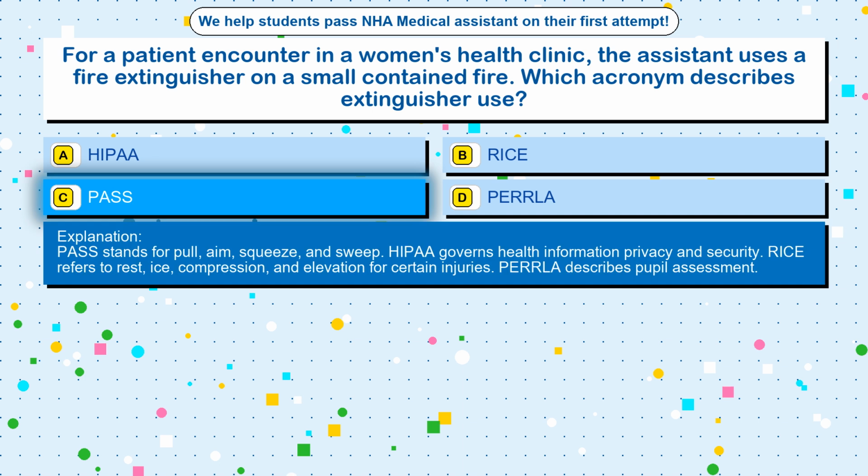PASS. PASS stands for pull, aim, squeeze, and sweep. HIPAA governs health information privacy and security. RICE refers to rest, ice, compression, and elevation for certain injuries. PERLA describes pupil assessment.